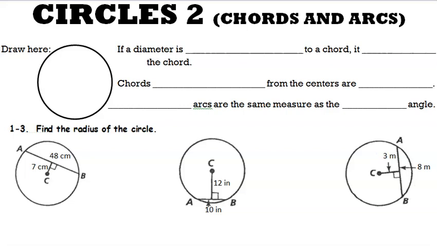Hey everybody. Today we are going to do circles lesson number 2, and we are going to introduce a word that you might not be sure of, and that's going to be a chord. And I'm going to have you draw one right here. A chord is just a line that goes from one point of the circle to another.